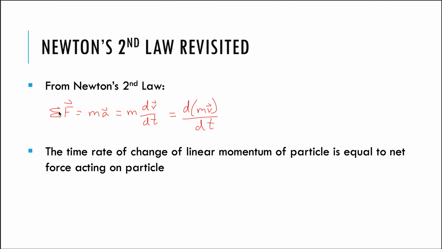That's the net force. So what we see here is that the time rate of change of the linear momentum of a particle is equal to the net force acting on the particle. Because look, the net force is equal to the derivative, or the time rate of change, of mv, which is the momentum that we just defined. That is momentum. So this is another way to write Newton's second law: the time rate of change of linear momentum of a particle is equal to the net force acting on the particle.